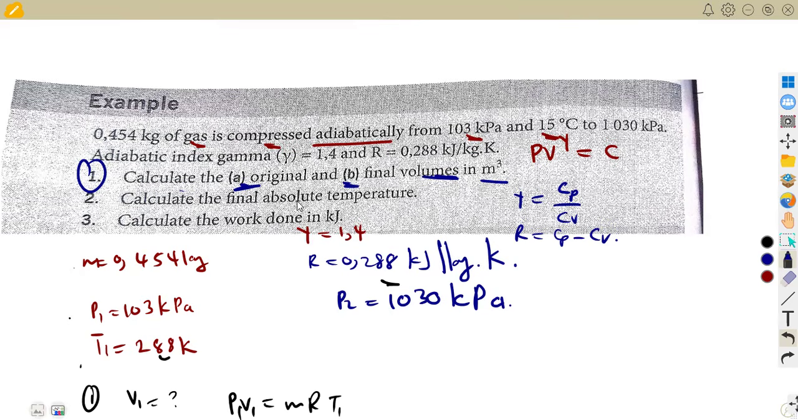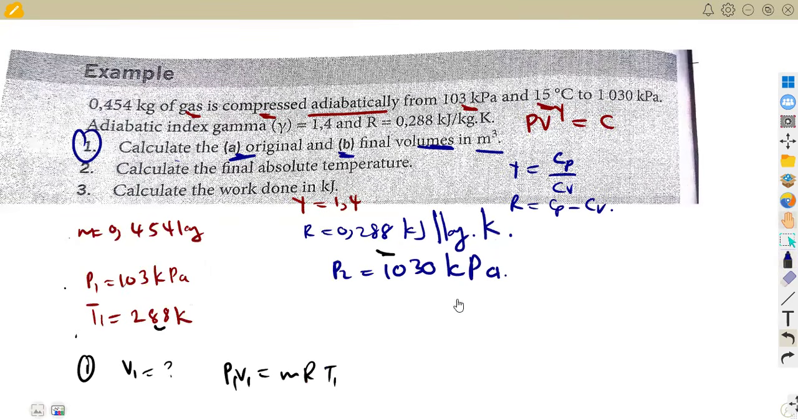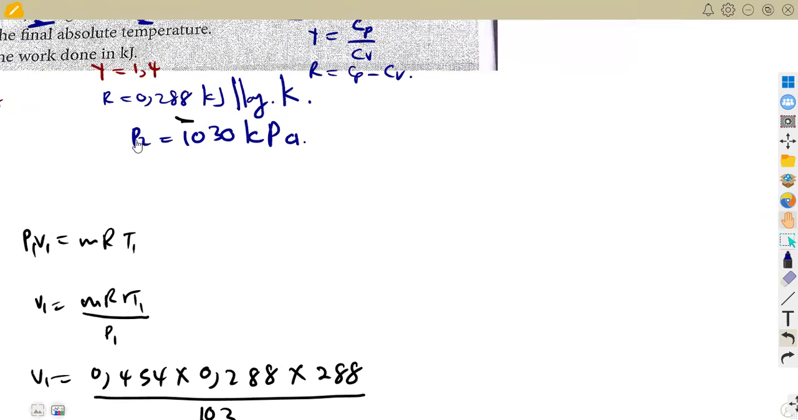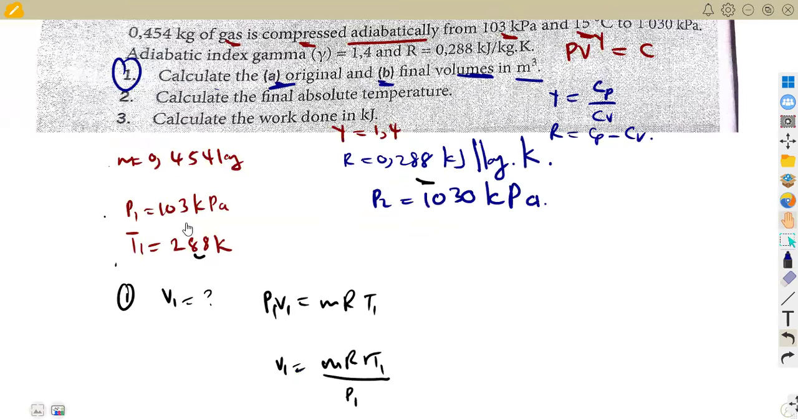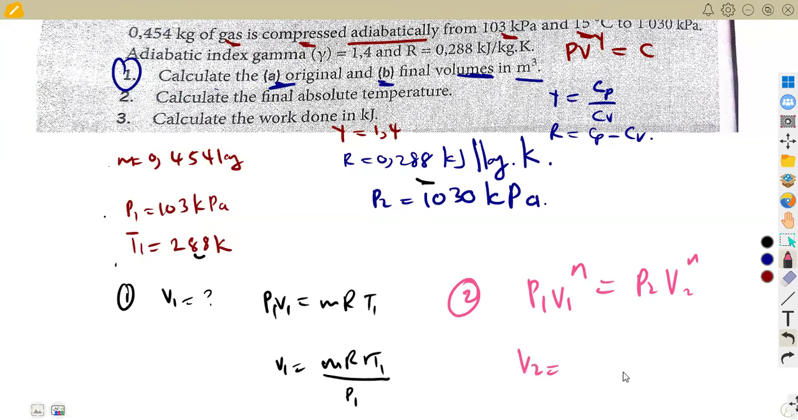So what are we going to do? Remember, there's that formula that we connected before between the pressure and the volume. Since we want V2, we say that P1 V1 to the exponent of n is equal to P2 V2 to the exponent of n. I manipulated this to make V2 the subject. So V2 is given as V1 times P1 over P2, to the exponent of 1 over n, if you still remember that manipulation.